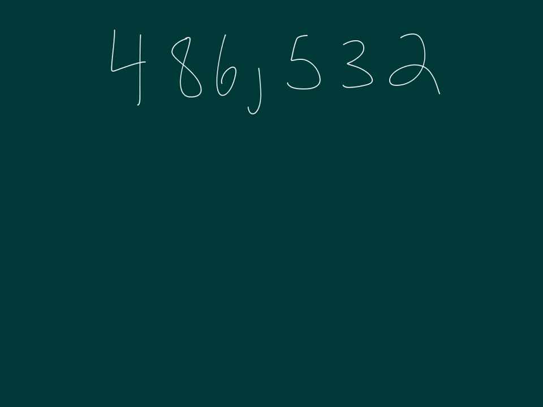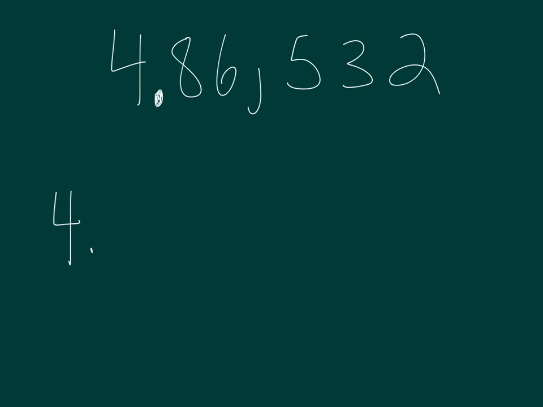And let's try another one. Sometimes we're going to get problems like this. I have the number 486,532. And I want to write this in scientific notation. Now, there are no zeros, but I still can take a number like this and write it in scientific notation. I want to figure out first where the decimal point would go. I want it to be between 1 and 9, so it's going to go right here between my 4 and my 8. So I'm going to go ahead and write that.